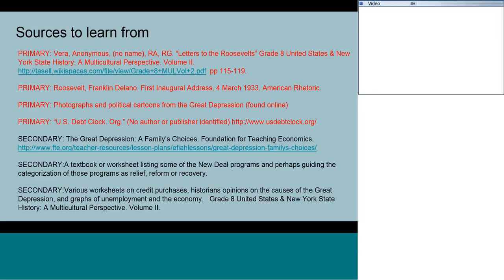We have a collection of primary sources listed at the top here, including some letters to the Roosevelts, FDR's inaugural address, which is the one where he said, "We have nothing to fear but fear itself." Greg found a collection of photographs and political cartoons about the Great Depression from the Great Depression era, and also the current U.S. debt clock. And then we added to that some secondary sources to help students understand the concepts just a little better. Next slide, please.